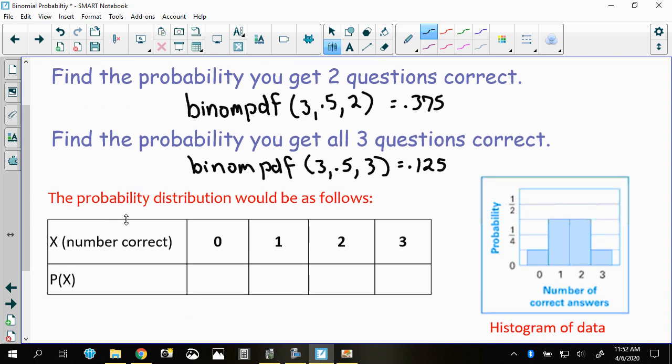Okay, so the probability distribution: 0.125 for none correct, 0.375 for 1 and 2, and 0.125 for 3. Okay, you can kind of tell just from the numbers that this is going to be symmetric, because if you look at your values, they are exactly the same if you cross down through the middle of the graph. So drawing that vertical line like we talked about, this is a symmetric graph.